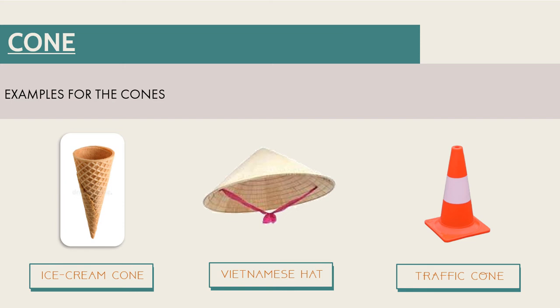And finally, the last shape in today's lesson is going to be a cone. Okay, a cone. Can you think of any object in real life that you call a cone? It's often shaped like a mathematical cone. And here are some examples for the cones. The ice cream cone, of course, the Vietnamese hat, and the traffic cone. Can you picture a cone now? Can you think of any objects that are shaped like a cone?